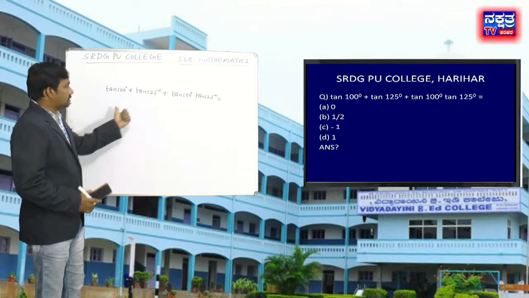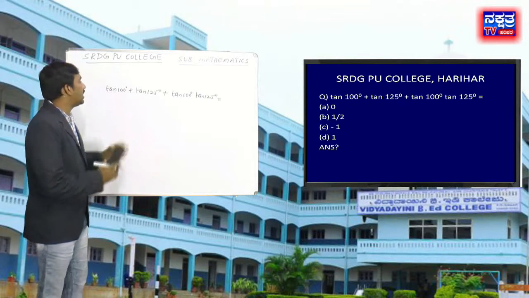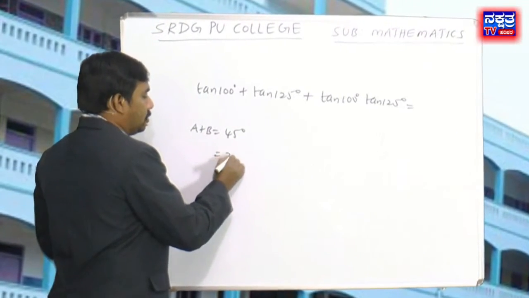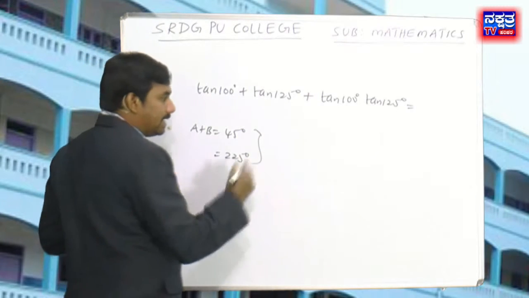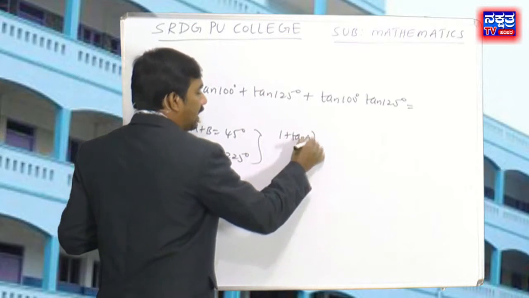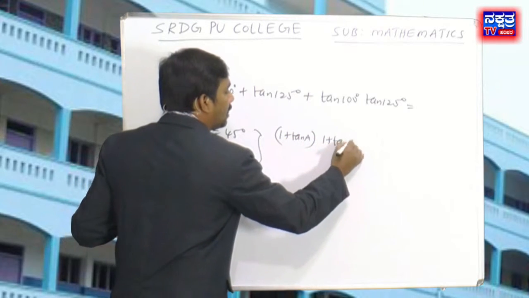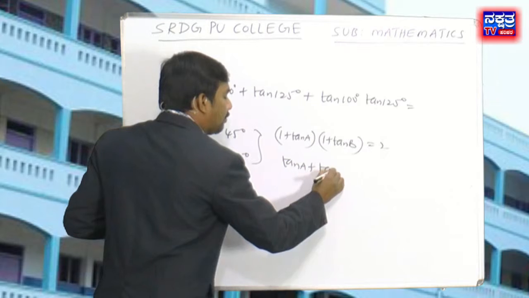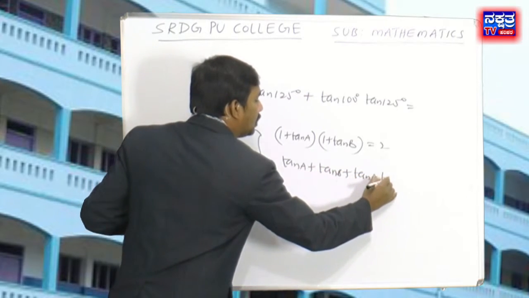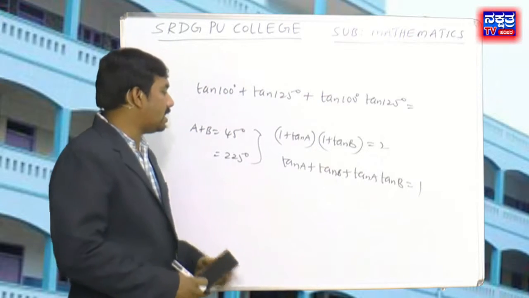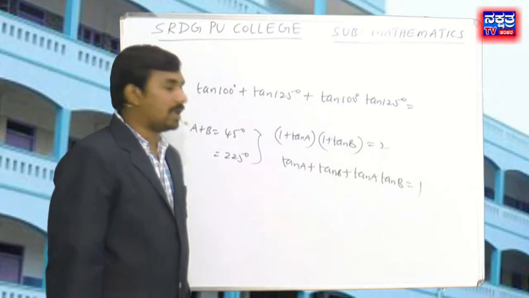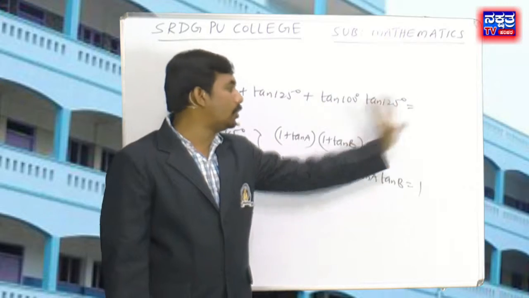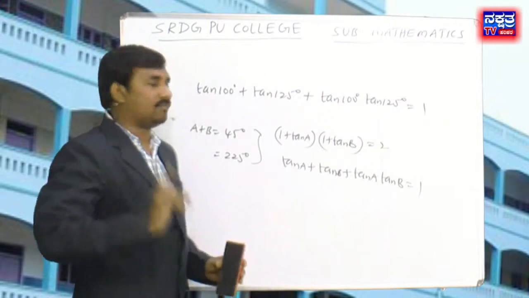Students, here just now we discussed this direct formula. If A plus B equals 45 degrees or 225 degrees, any one of these two, then 1 plus tan A into 1 plus tan B equals 2. You can write it as tan A plus tan B plus tan A into tan B equals 1, by adding 1 on both sides, you will get 2. Hence, tan A plus tan B plus tan A tan B equals 1. The final answer is 1.